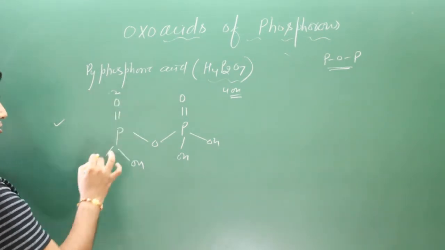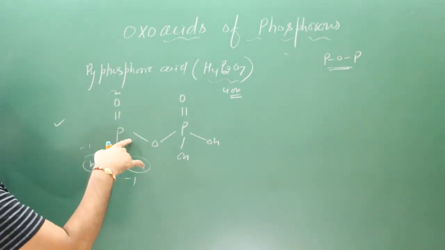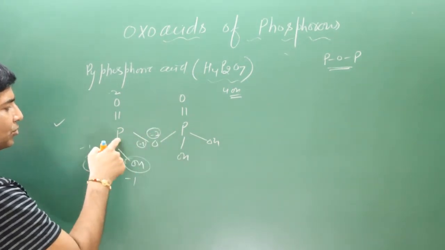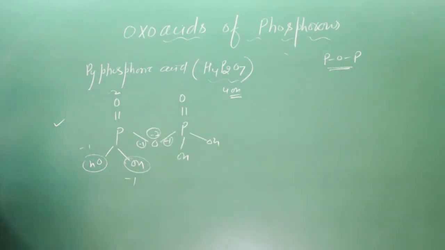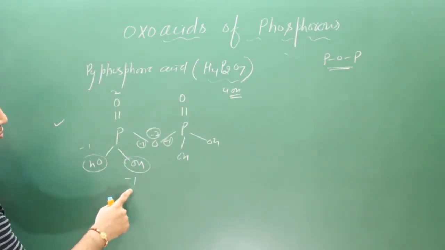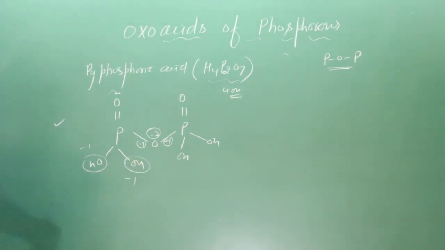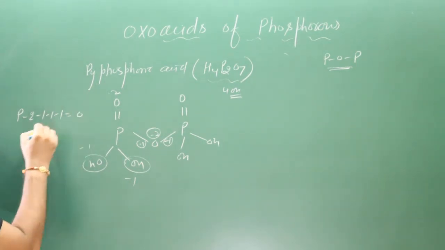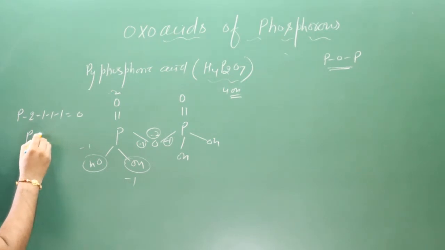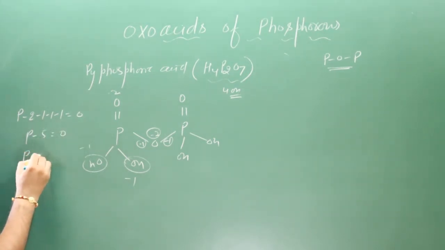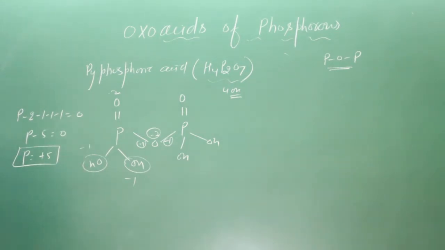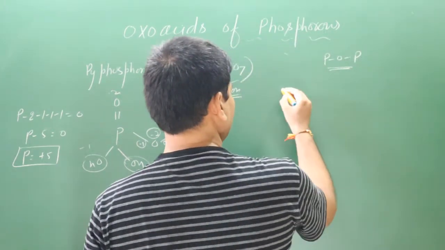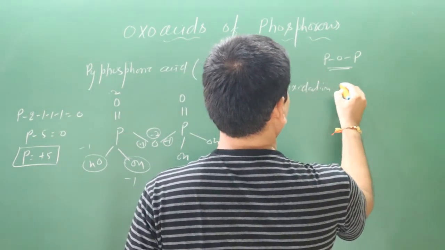Okay, it is -2, it is also -1, it is also -1. And this is -2, and it is shared by 2 phosphorus. That's why -1 will go to this phosphorus, -1 will go to this phosphorus. -2, -1, -1, -1 gives -5. So P -5 is equal to 0 and shows +5 oxidation state. Each phosphorus is in the same environment, that's why oxidation state of each phosphorus is +5.